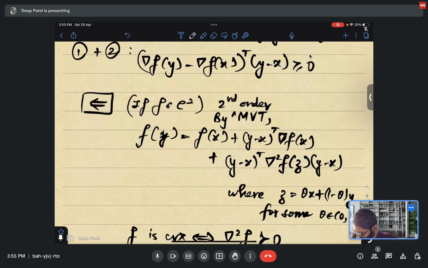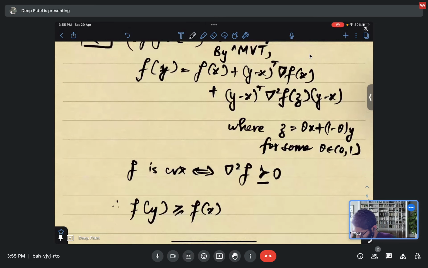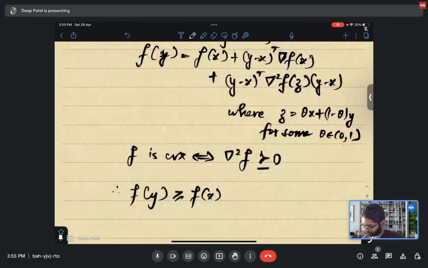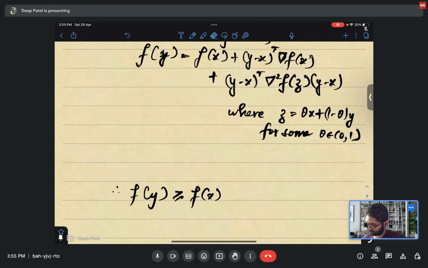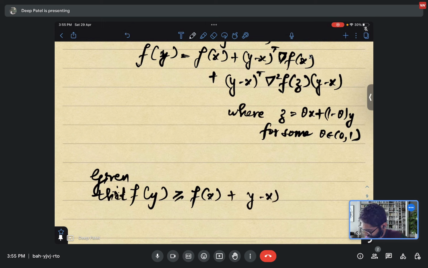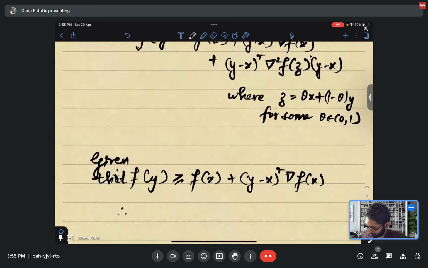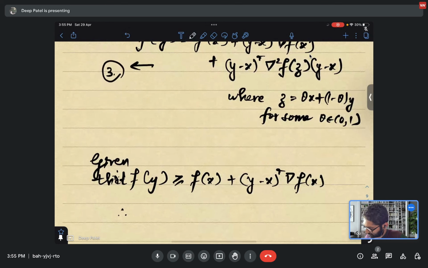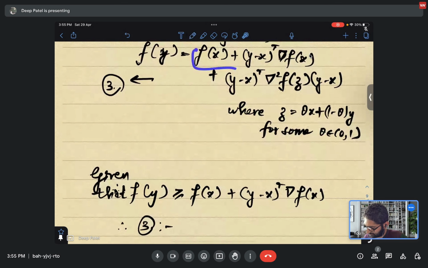Okay, I am messing up things. Okay, yeah, sorry, I got mixed up. I want to go the other way around. So I'm given, sorry about that, so I'm given that f of y is greater than or equal to f of x plus (y minus x) transpose gradient f of x. Therefore, this becomes, so I take this thing on the left hand side, which will be greater than or equal to 0.